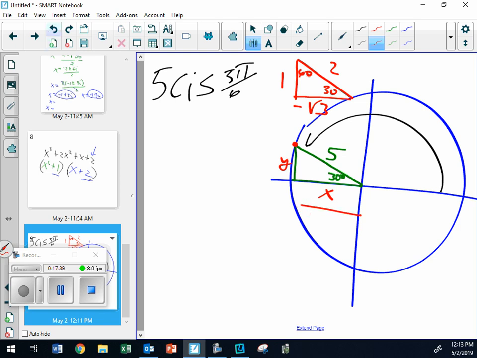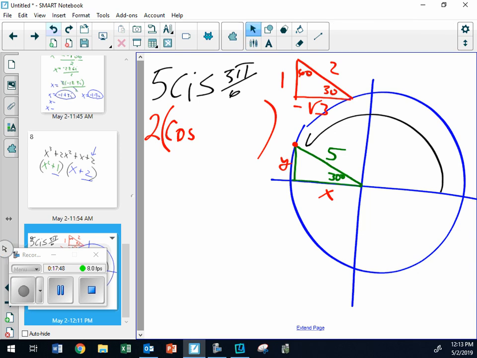So now, here's my question. Do you know how to do this part with cis? Cosine plus i sine. Try it. If you can't do it, then you really got to pay attention in a second. I'll pause while you give it a try. Cosine, I guess I'll get you started. Cosine of 5 pi over 6.